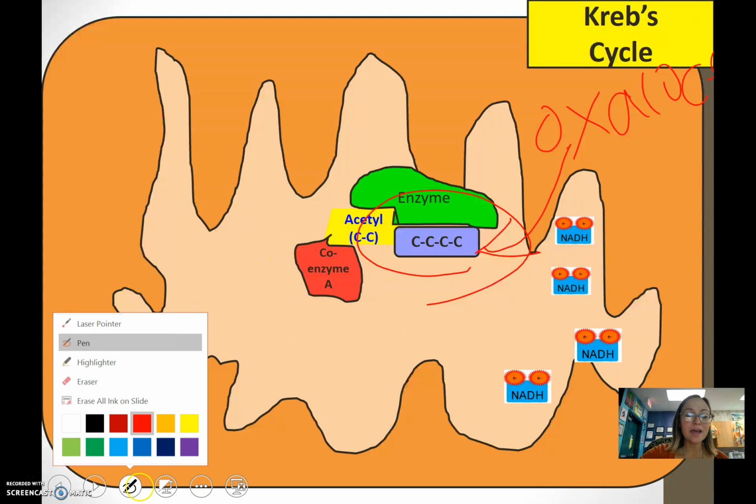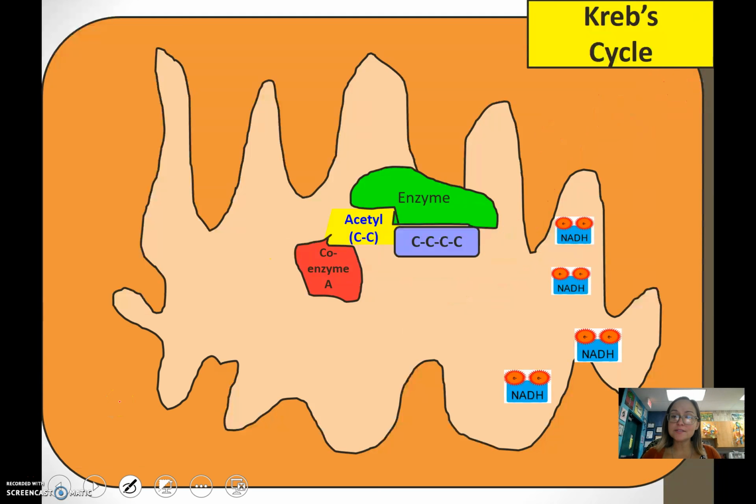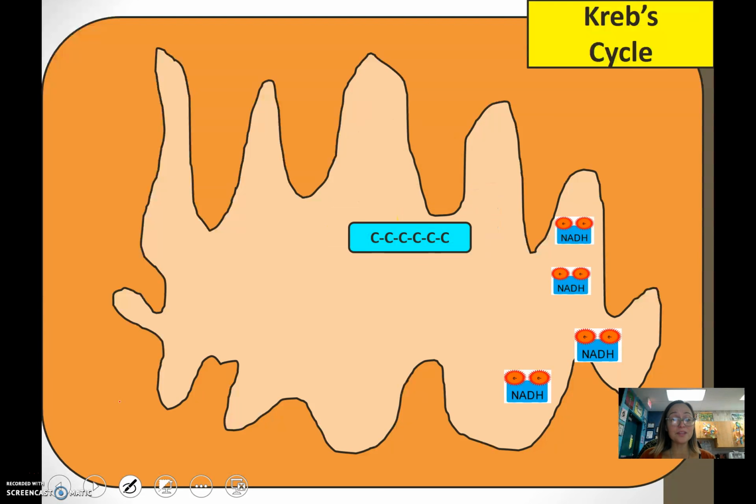So when we look at this, the first step, though, is going to be taking acetyl, and an enzyme is going to attach it to oxaloacetate, which is 4 carbons. So here we have our 4-carbon oxaloacetate and our 2-carbon acetyl. We're going to form a 6-carbon citrate. So here we have our citrate. This is also why it's called the citric acid cycle.